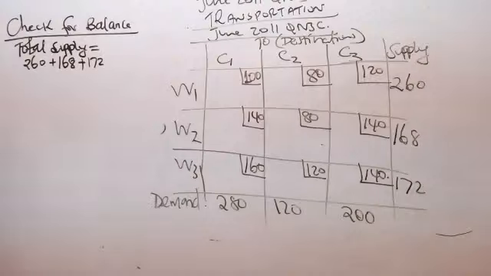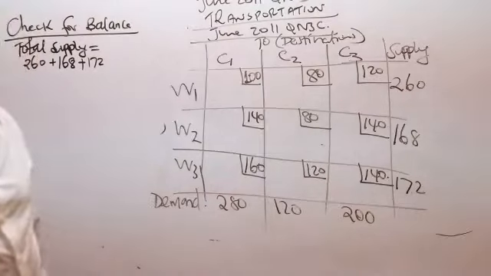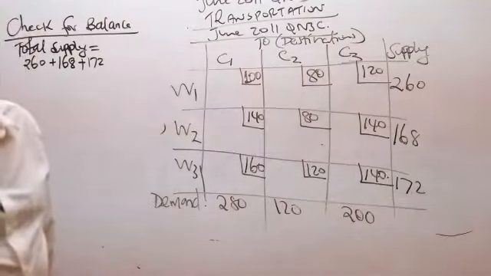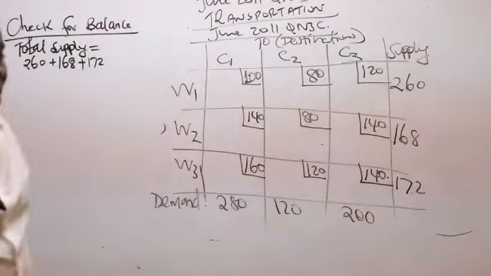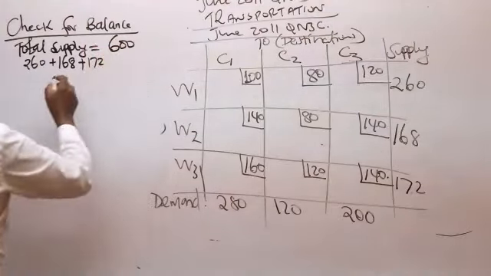Tell me what do we have, somebody? Please hurry up and give me that figure. So Lucy tells me it is 600. So this is the total supply.